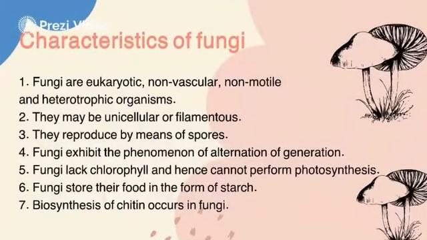Characteristics of fungi. 1. Fungi are eukaryotic, non-vascular, non-motile, and heterotrophic organisms. 2. They may be unicellular or filaments. 3. They reproduce by means of spores. 4. Fungi exhibit the phenomenon of alternation of generation. 5. Fungi lack chlorophyll and hence cannot perform photosynthesis. 6. Fungi store their food in the form of structure. 7. Biosynthesis of chitin occurs in fungi.